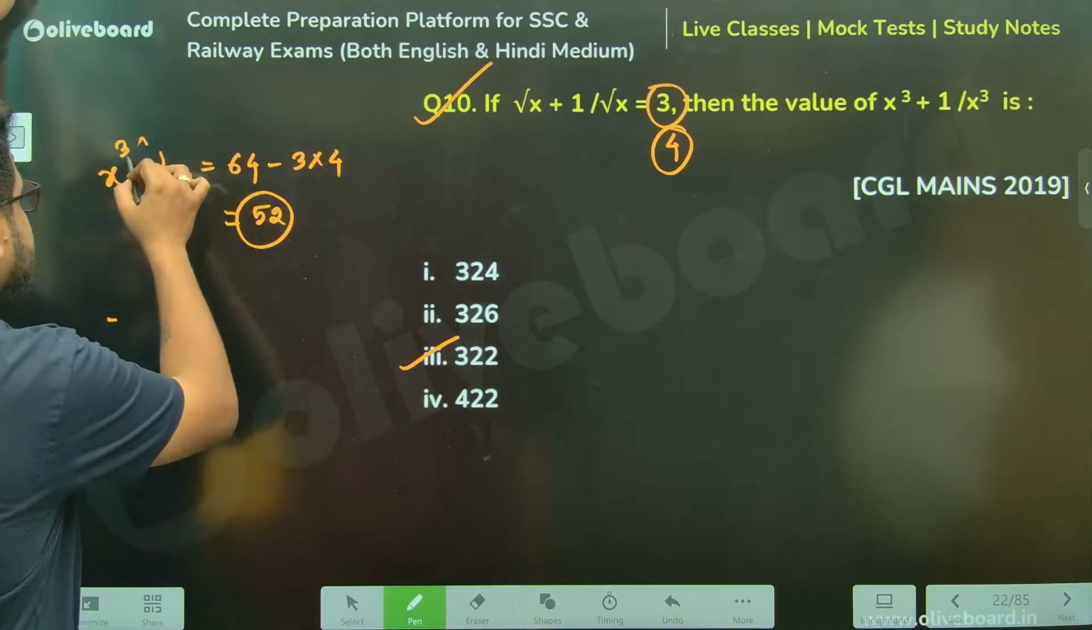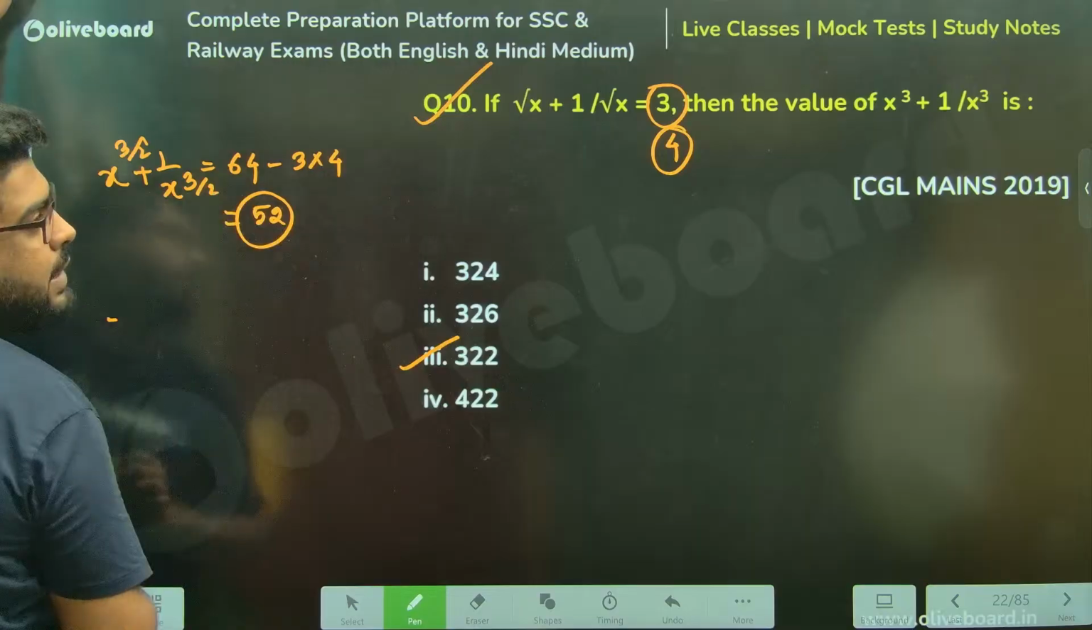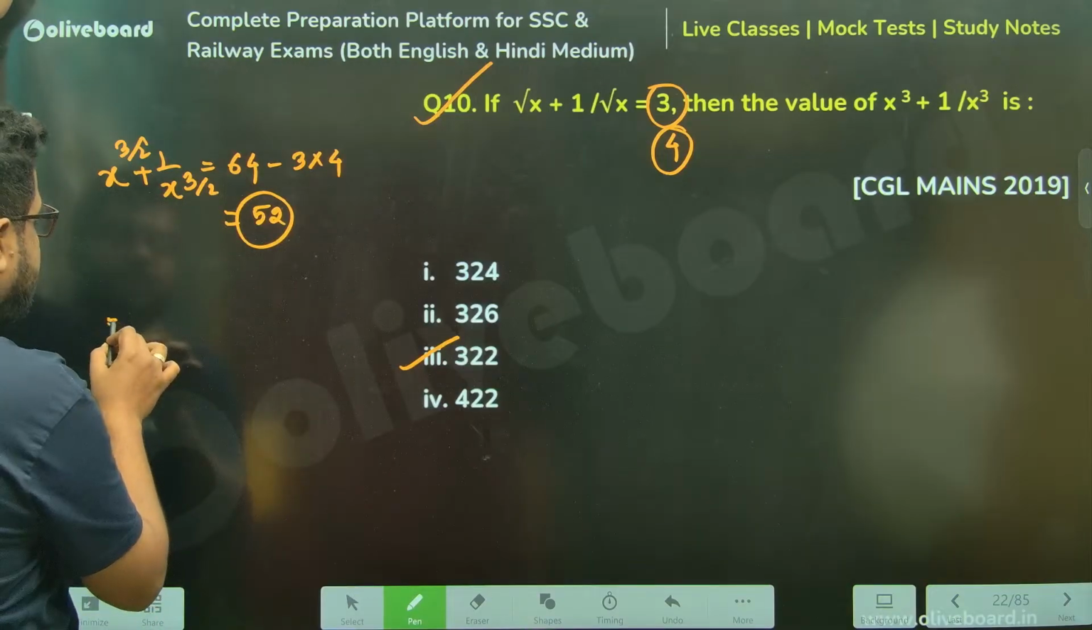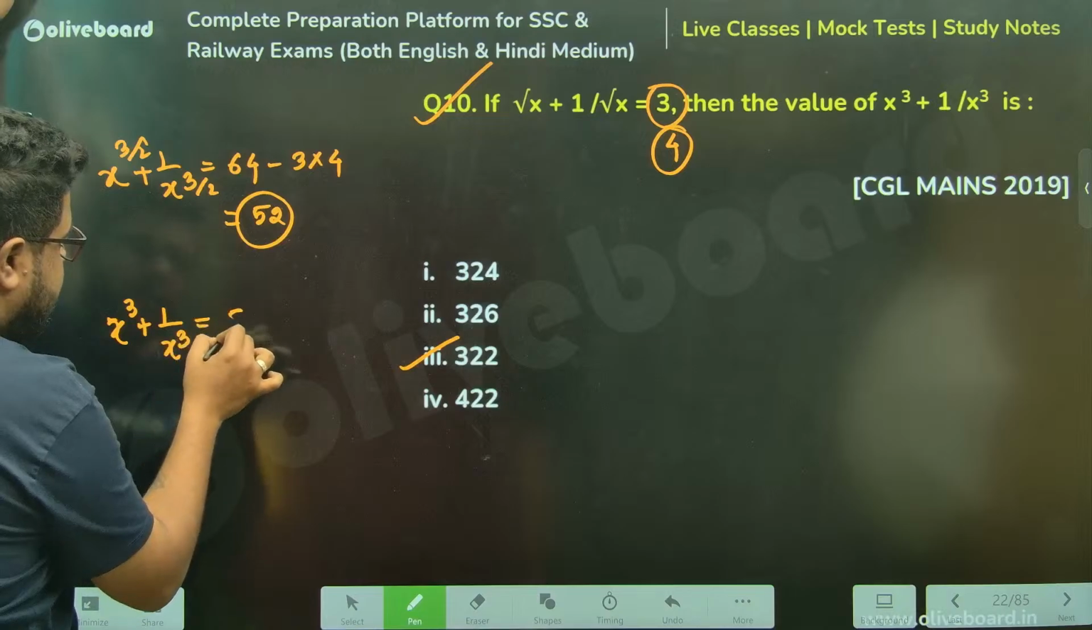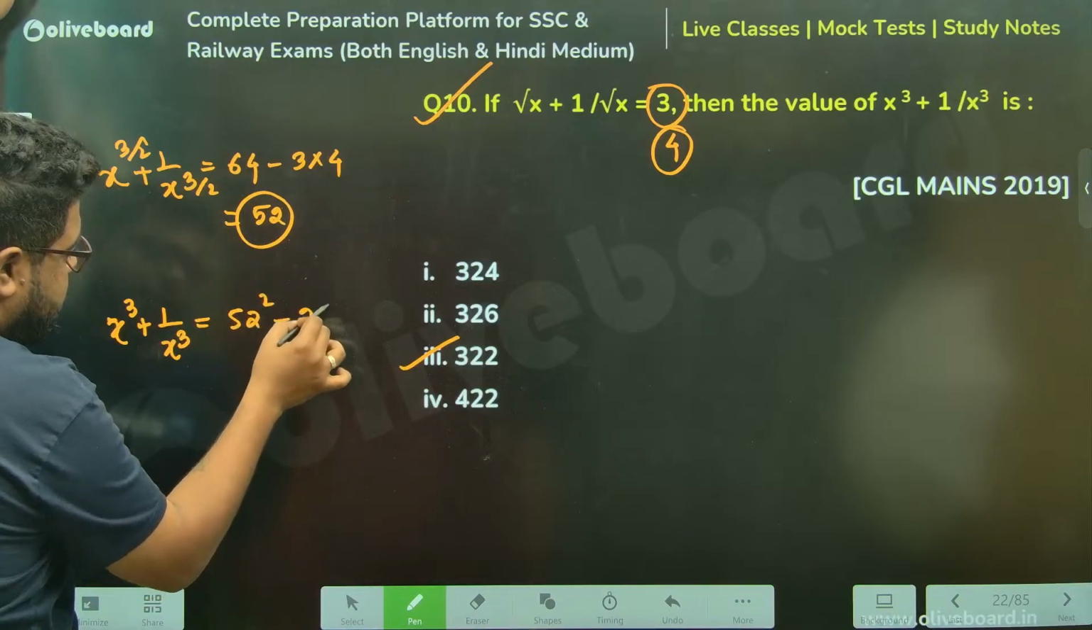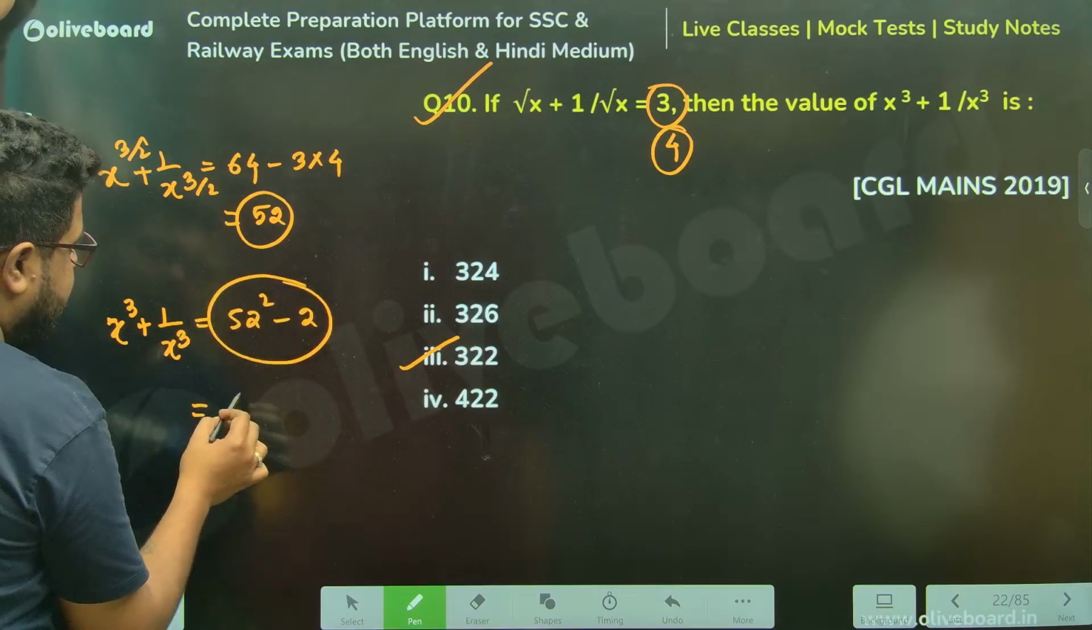It was given by 2. So, x to the power 3 by 2 plus 1 by x to the power 3 by 2. Now, sir, I can find the cube directly. That will be 52 square minus 2.